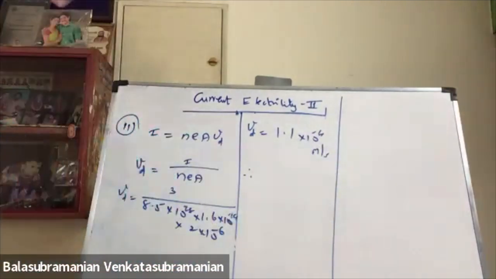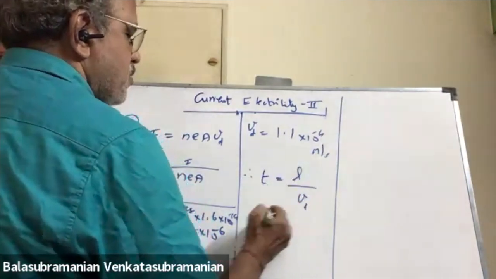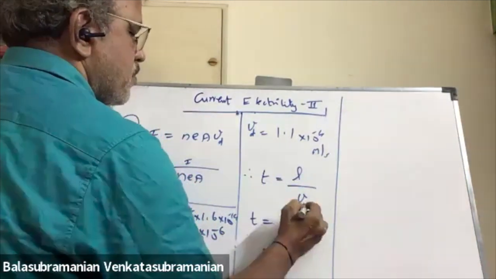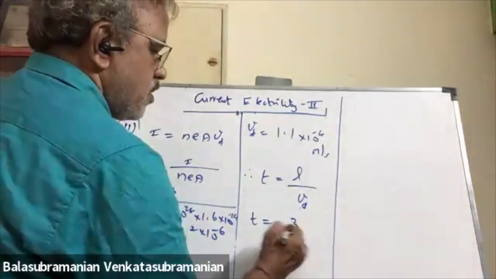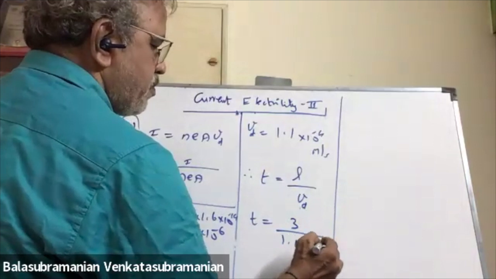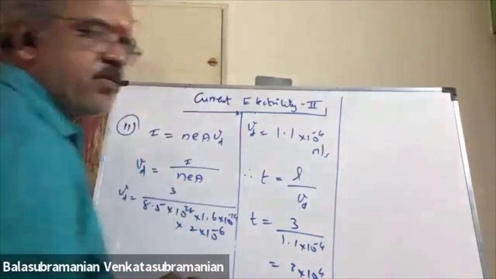Therefore, question is what? How long does an electron take to drift from one end to other end? Time is equal to distance by velocity. What is the distance or length of the wire? 3 meters by 1.1 into 10 power minus 4. 3 into 10 power 4 by 1.1.